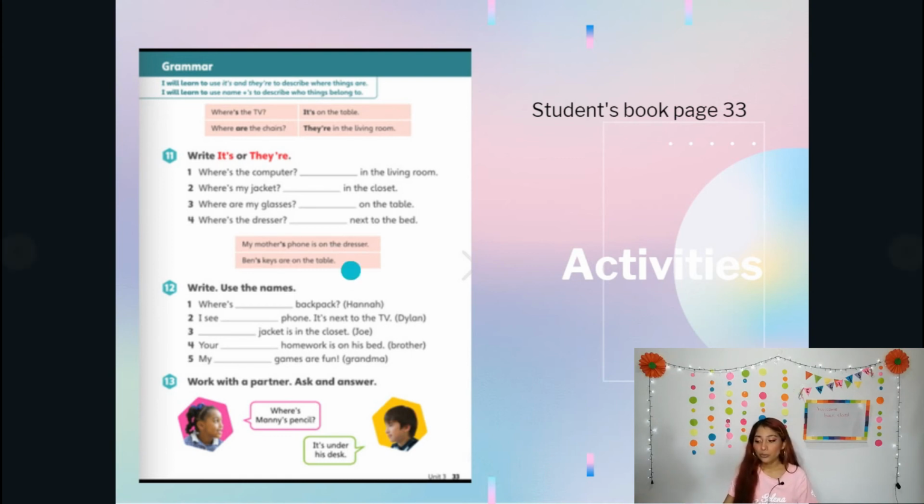You are going to use the name that they are giving you between parentheses. Vas a usar el nombre que te están dando entre paréntesis and add apostrophe s, like Dylan's, Joe's brother's, grandma's. Okay, you need to pay attention. If you have questions about this, please send a message to me and I'll be helping you, of course.